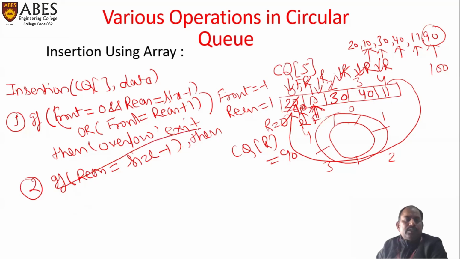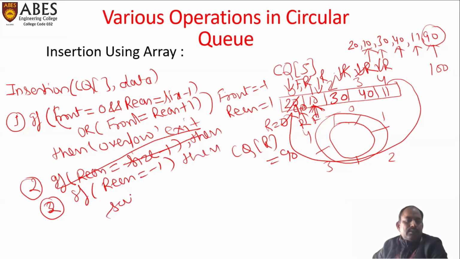Before moving to this case, let's see what happens if the array is empty. Firstly, we have to discuss the empty case. The second case will be: if the value of rear is equal to minus 1, then set front is equal to 0 and rear is equal to 0.